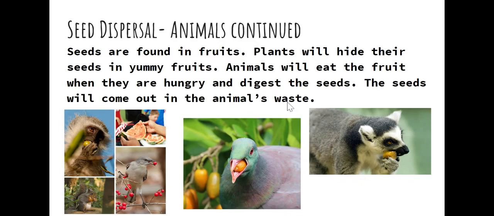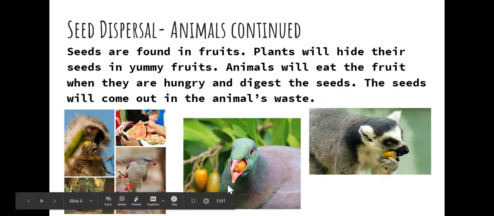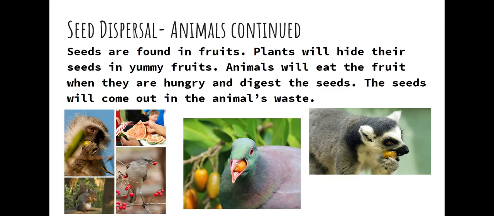Another way that animals can help seeds be dispersed is through fruit. Seeds are found in fruits. Plants will hide their seeds in yummy fruits. Animals will eat the fruit when they are hungry and digest the seeds. The seeds will come out in the animal's waste. And you can see here, all of these animals are enjoying a delicious fruit which has lots of seeds in them.